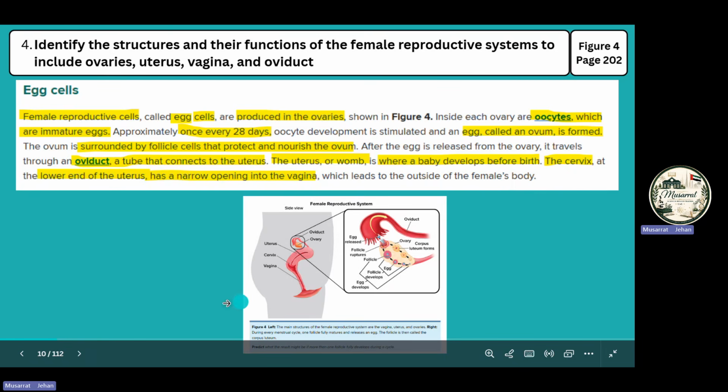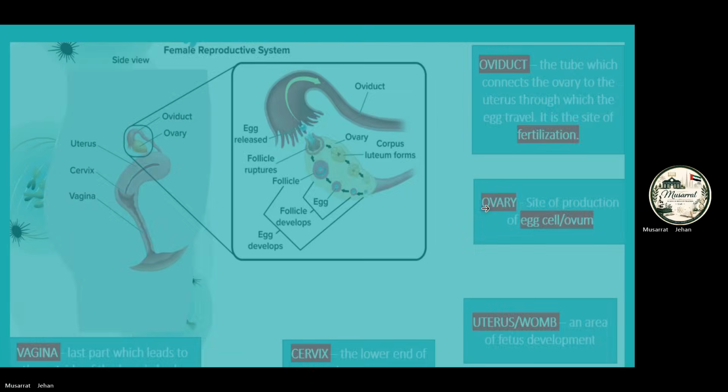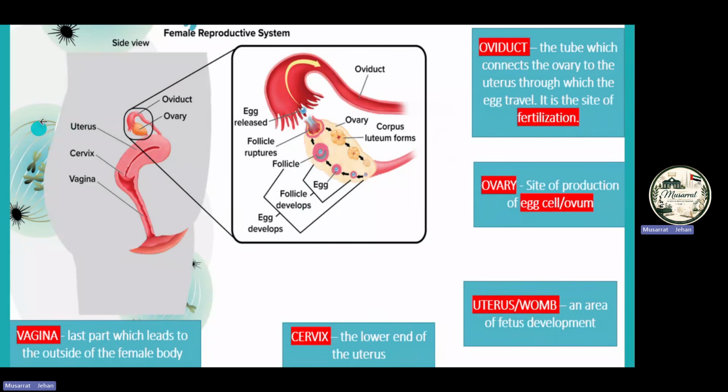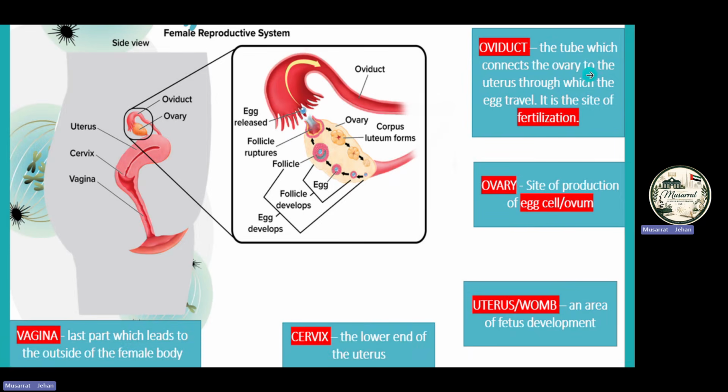So remember the parts and the functions. So this is the ovary, oviduct, uterus, cervix, and vagina. Then you should know the follicles and the oocyte and ovum. This is in detail, this structure. So if we talk about the oviduct, it is the tube which connects the ovary to the uterus through which the egg travels. Here fertilization takes place.